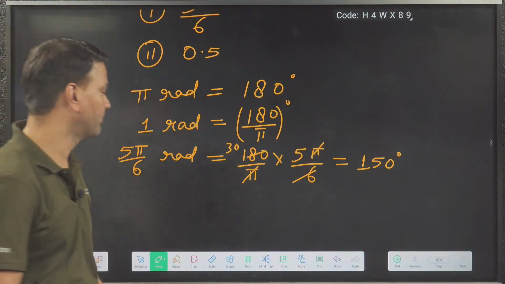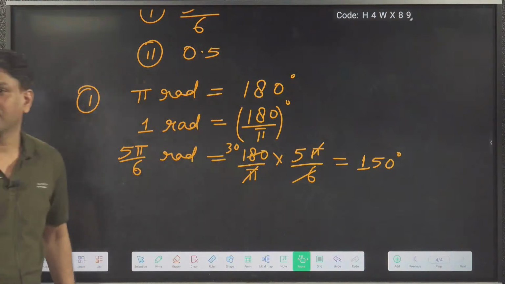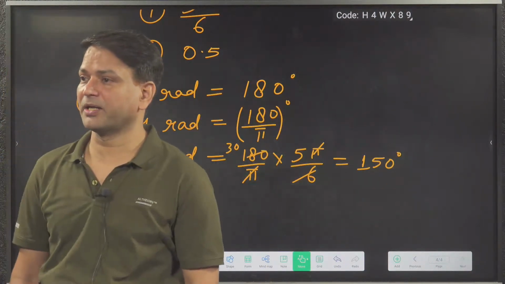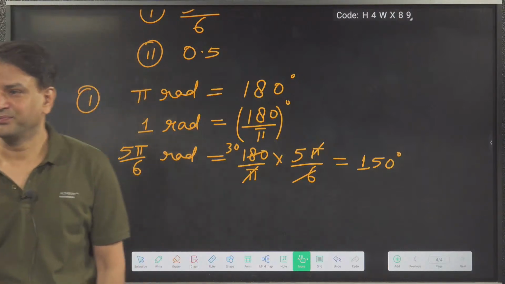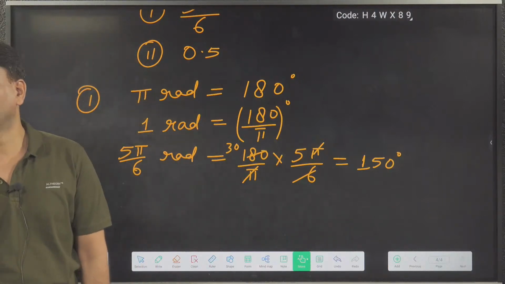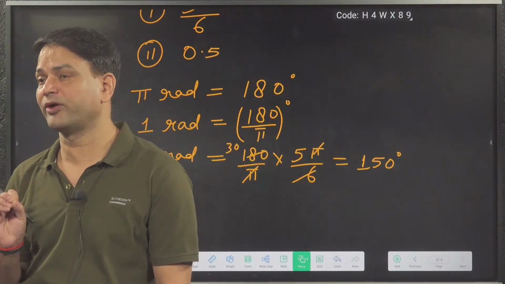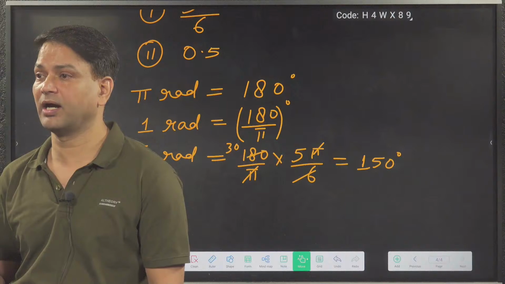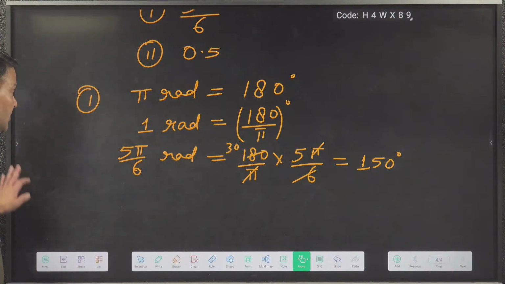Now the second one, somebody is saying 90. If 0.5 is a 90, then what is pi by 2? I have not given pi by 2. I have not given 1 pi. I have only given 0.5. 0.5 means 1 by 2 I have given. I have not given pi by 2. So who is saying the answer 90? They have to check again.